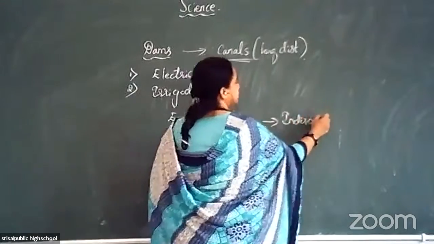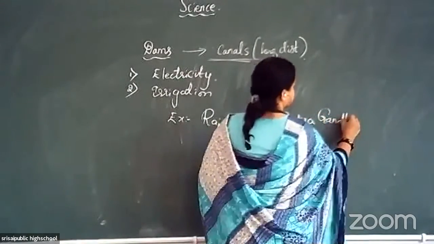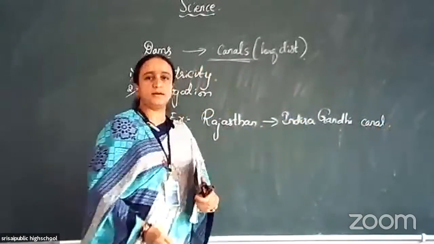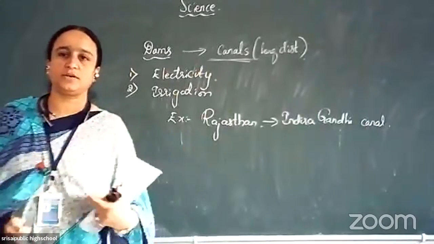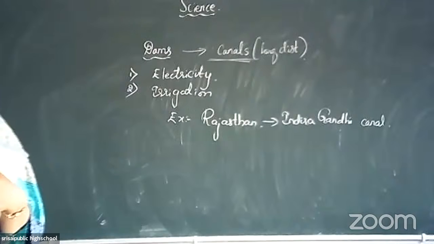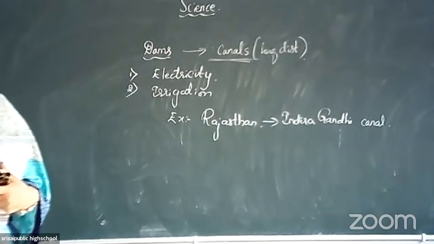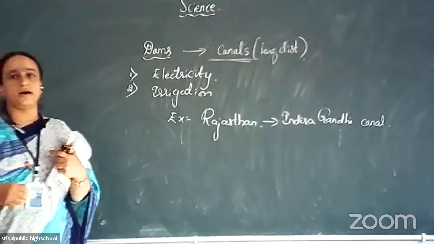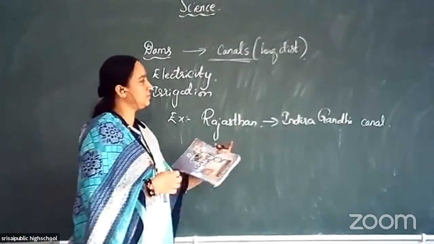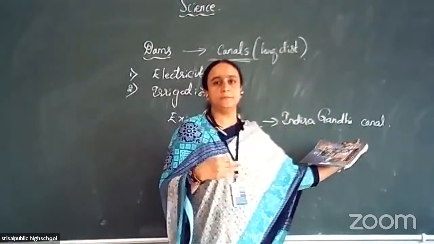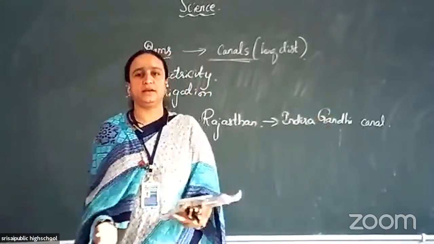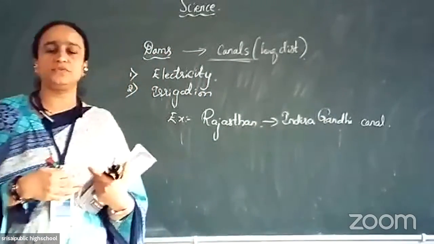So which canal? Indira Gandhi Canal. Very good. Due to the Indira Gandhi Canal, many areas of Rajasthan have become green, where you can't imagine a single flower or a single small plant. Rajasthan is totally a desert area. There, with the help of the Indira Gandhi Canal, they have brought complete greenery in many areas of Rajasthan.